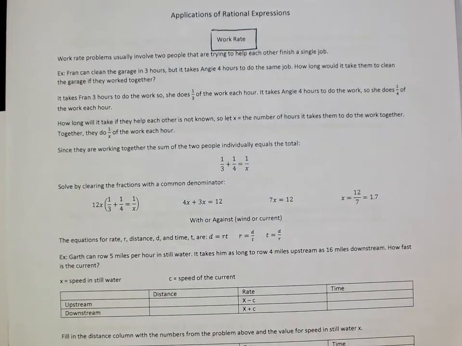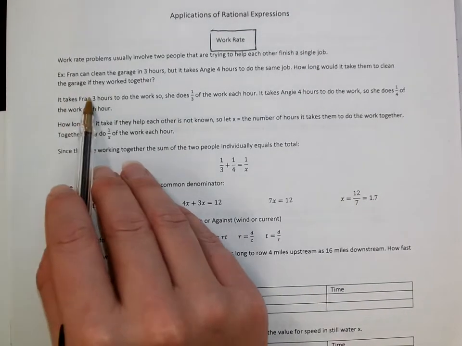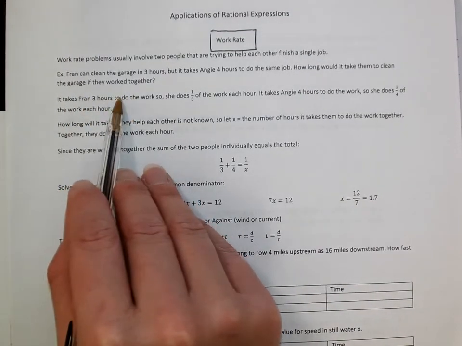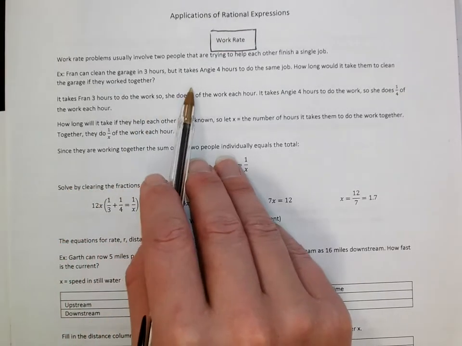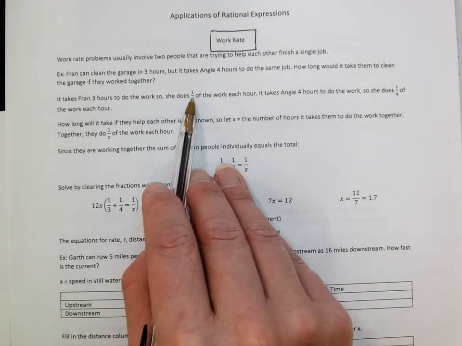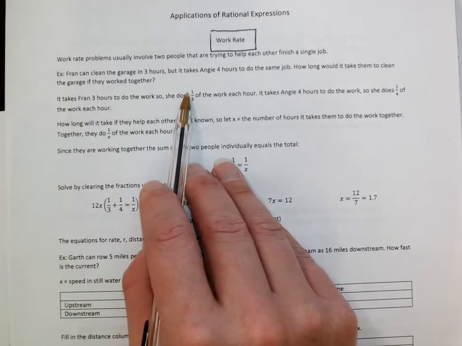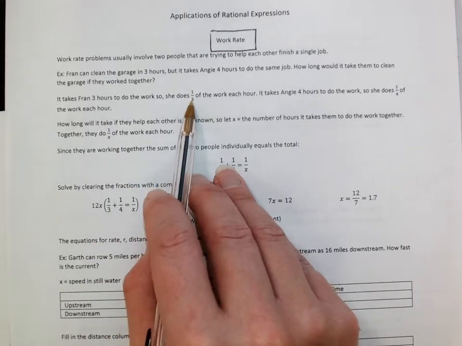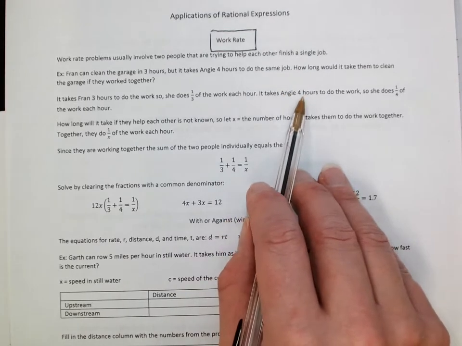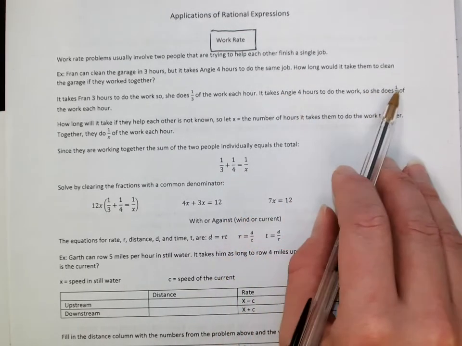The easiest way to do it is to set it up using rational functions. So here's how we set it up. We say that if it takes Fran 3 hours to do the work, then she does 1/3 of the work each hour. That kind of makes sense, right? 3 total hours, then after 1 hour, she's done 1/3 of the work. It takes Angie 4 hours to do the work, so again, after an hour, she's done 1/4 of the work.